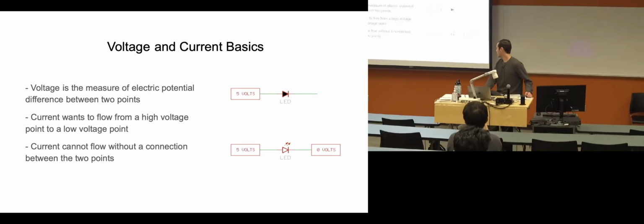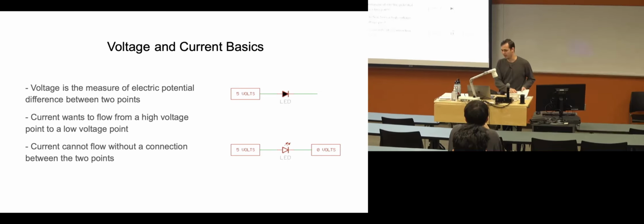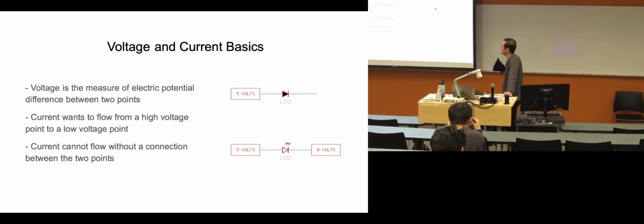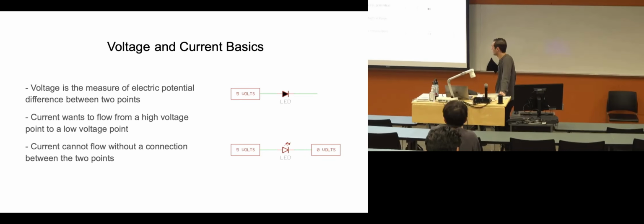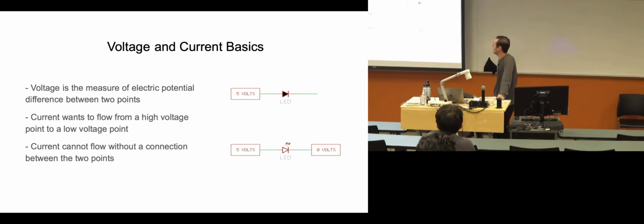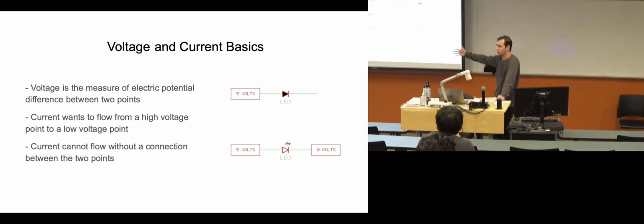So you guys probably figured this stuff out in lab already, but it's important to talk about how voltage and current work, right? So voltage is just the measure of electric potential between 2 points. And current wants to flow from a high voltage to a low voltage point, right? But it cannot flow without a connection between the 2 points. So it has to be a closed loop, right?